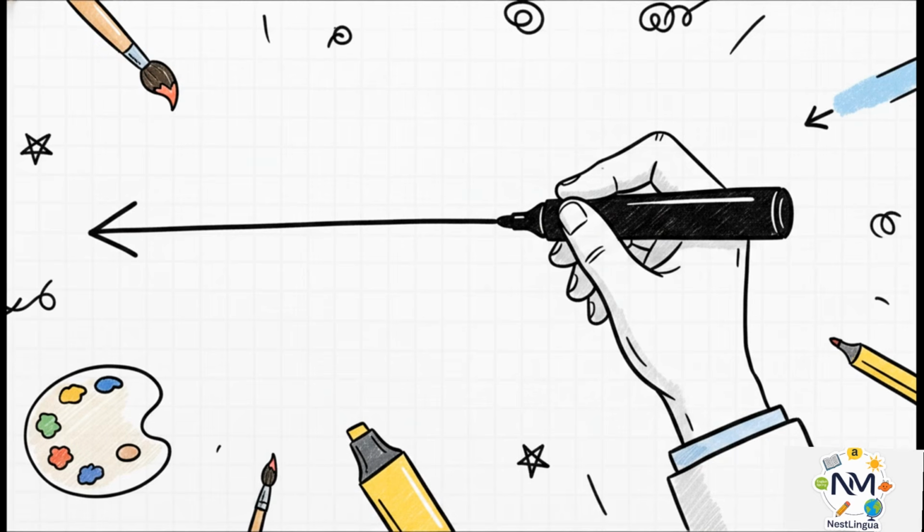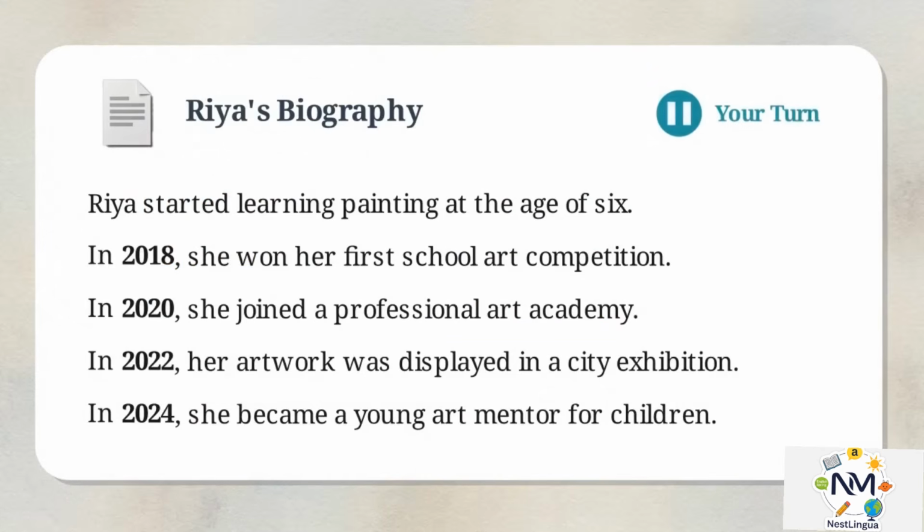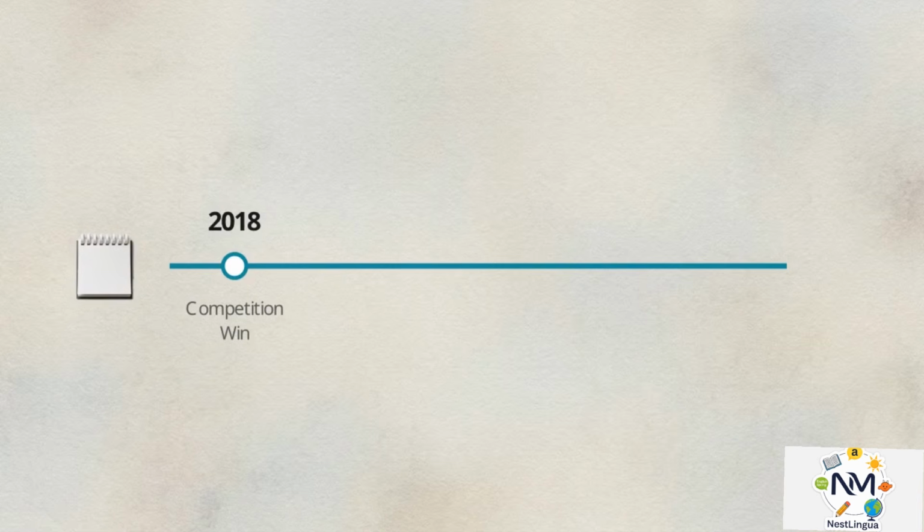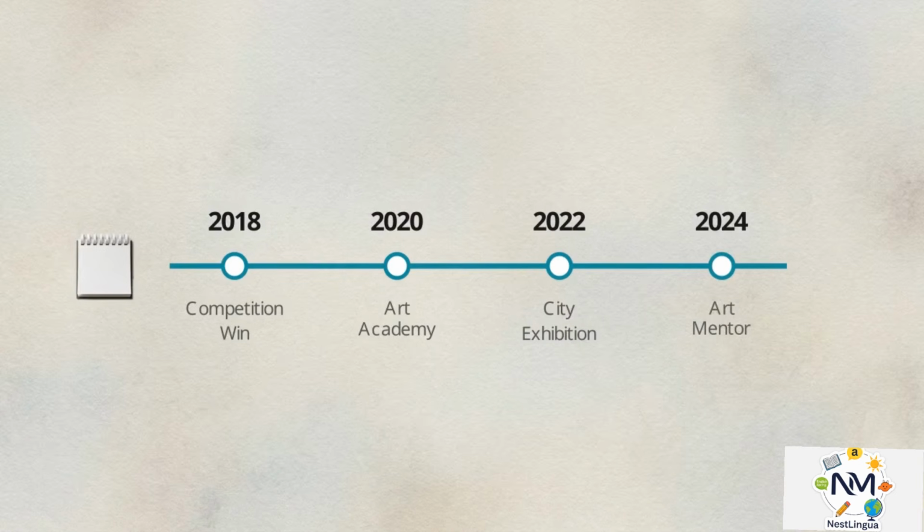Take a 3 to 5 second pause here, pause this explainer, and try writing out your timeline right now. Scan for the dates, extract your keywords, and draw a chronological timeline. Notice how this completed graphic organizer flows left to right. It starts with her 2018 competition win, moves to the 2020 Academy, the 2022 exhibition, and concludes as a 2024 art mentor. Only dates and clear keywords are present.